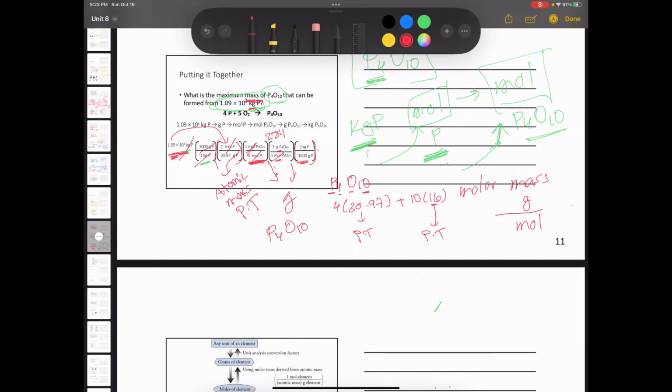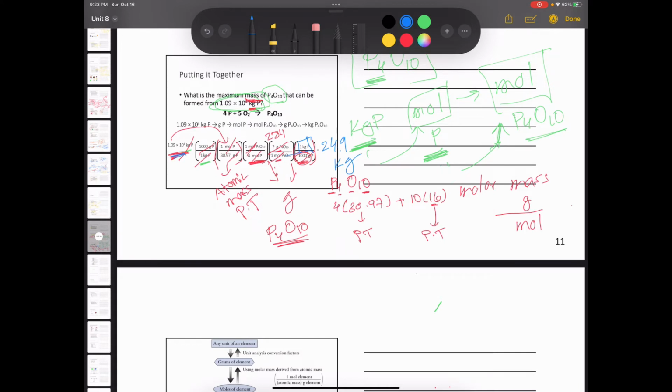But this is just not enough yet because I need to convert the grams of P4O10 into kg. Remember, we started with the kg. And that should be an easy step because we can just divide that by 1,000, as you see here, cancel out the grams, and then you will end up with the kg, okay? And that would be about 24.9 kg of phosphorus oxide, after multiplying all these numbers on your calculator.